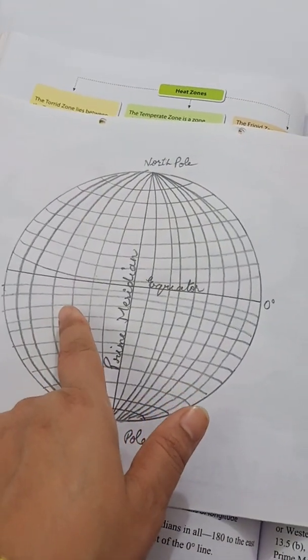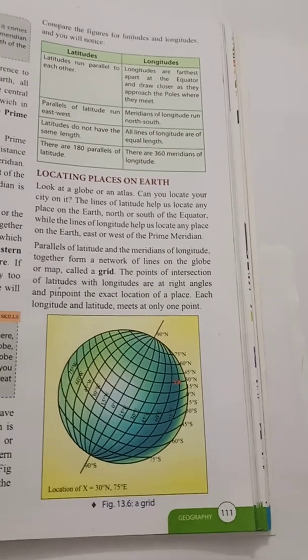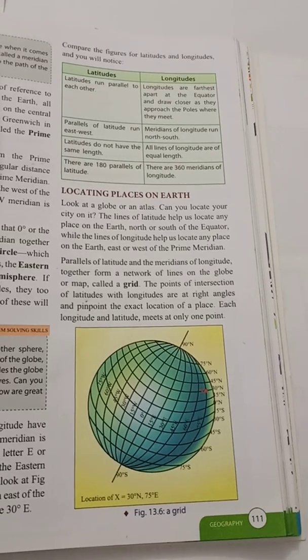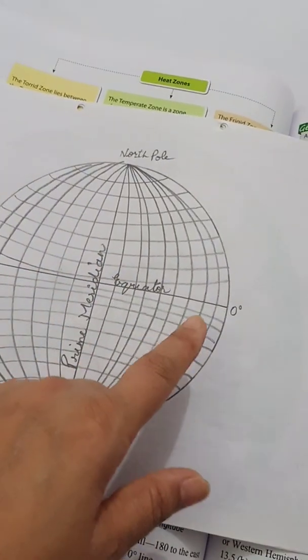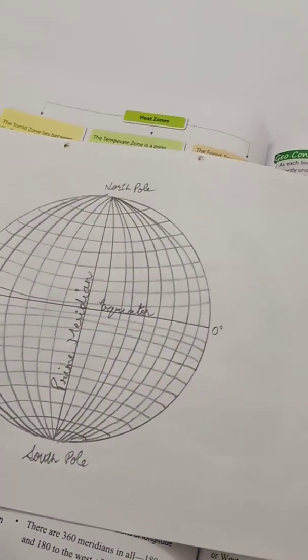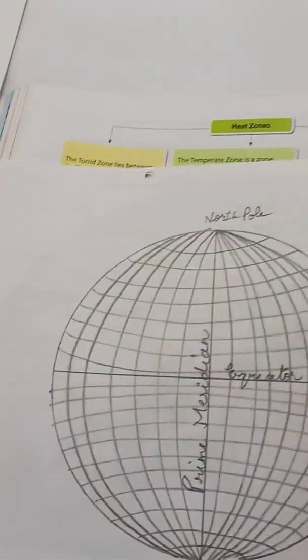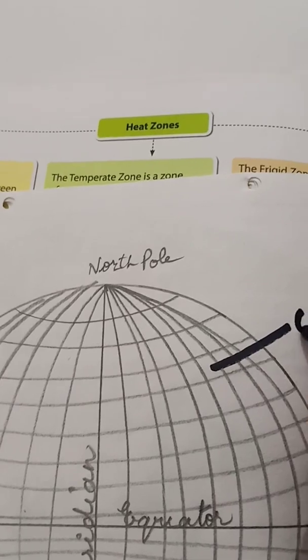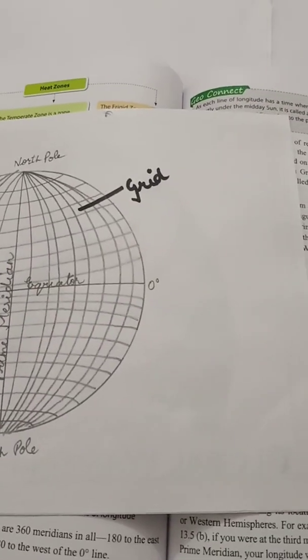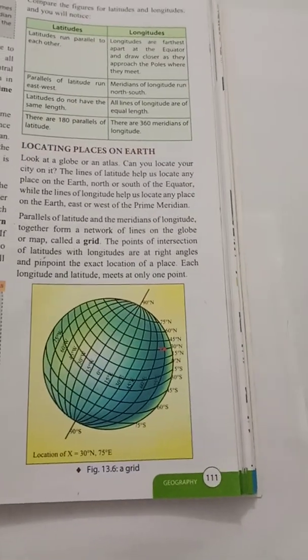I have told you in previous videos also. So let us see further. The parallels of latitude and the meridians of longitude together form a network of lines on the globe or map called a grid. So it is perfectly making the grid. These are the grids, and every grid has a particular address. So we can locate places with the help of this grid.